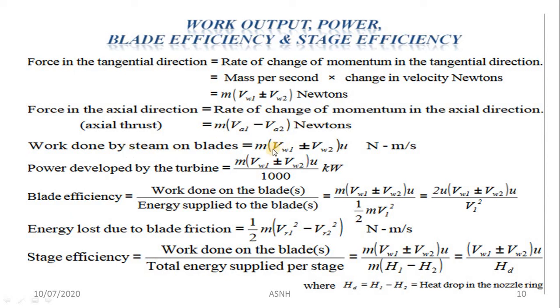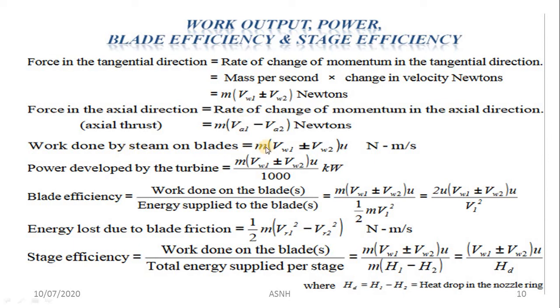So work done is nothing but m. The work done is the same as the force in the tangential direction: m (Vw1 plus or minus Vw2) into u. Here u is the blade velocity, and the blade velocity is calculated by using the formula pi D N by 60. Here you will get an idea about the work done. The formula of the work done is most important while solving the numerical.